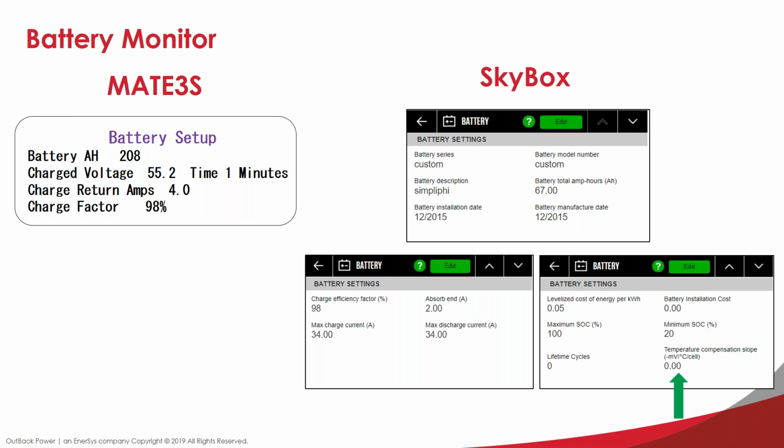So our amp hours go here, and then our charge efficiency factor goes into the next screen, as you can see on the bottom left. Again, I put that at 98. Absorb end, I have at 2, and we talked about max charge current already. On the bottom right, these settings are pretty much very specific to Skybox, with the exception of the temperature compensation. So I'll come back to that.